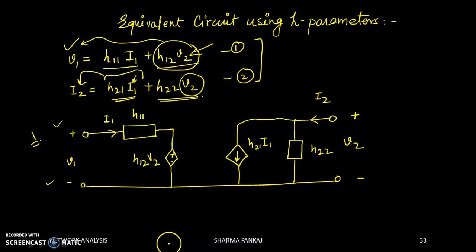One of the key features was always that while drawing equivalent circuit we have to observe the defining equations. Defining equation means, like in H parameters, the defining equation is V1 is equal to H11 I1 plus H12 V2, that is equation number 1. Likewise, equation number 2 is I2 is equal to H21 I1 plus H22 V2. With these defining equations, we have drawn the equivalent circuit.